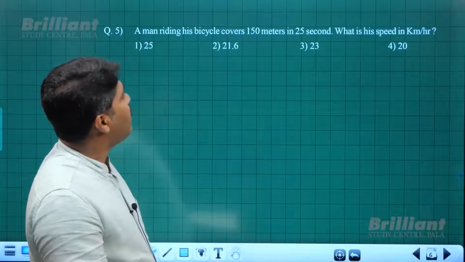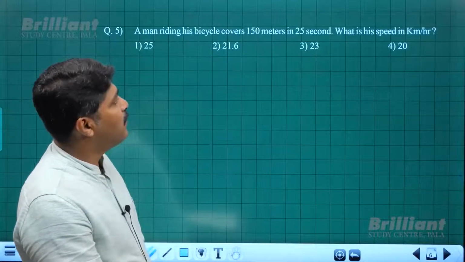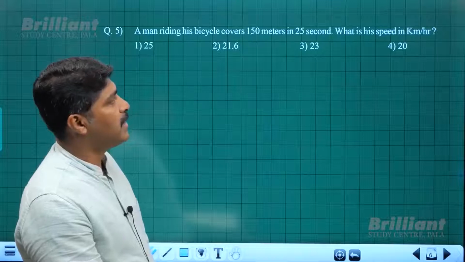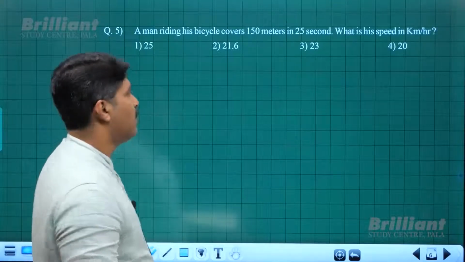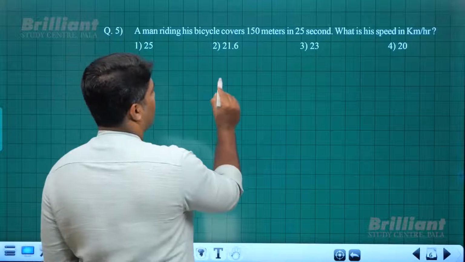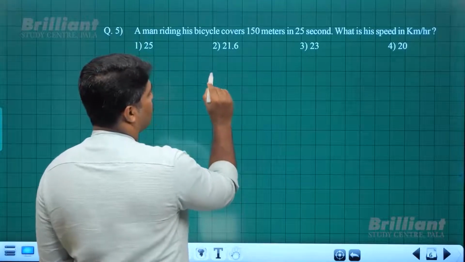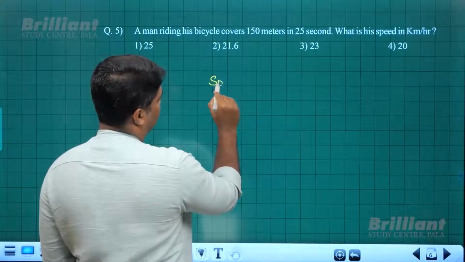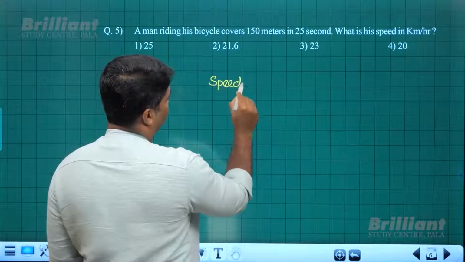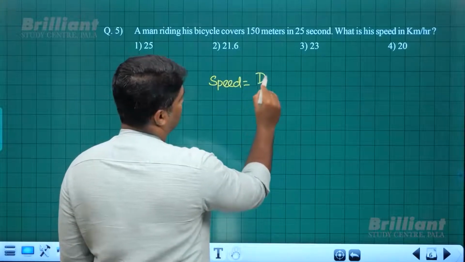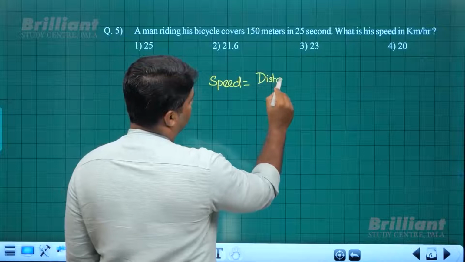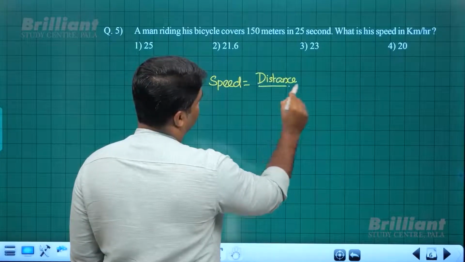The next question. A man riding his cycle covers 150 meters in 25 seconds. What is his speed in kilometer per hour? First of all, you just consider how to find out speed. So here the basic idea: speed is nothing but distance by time.